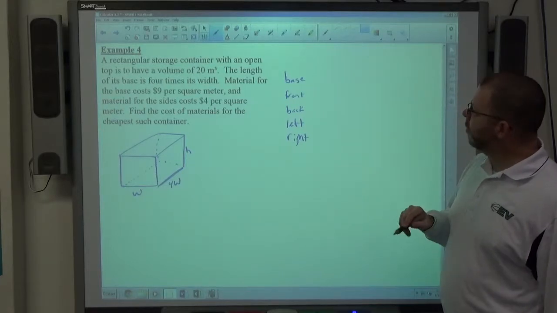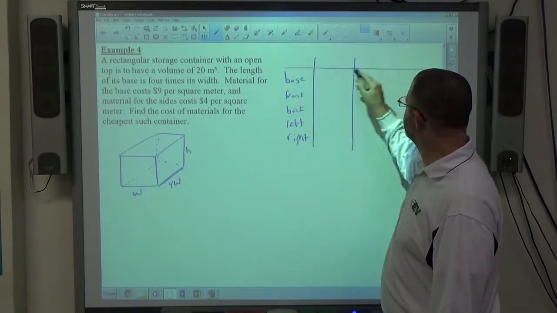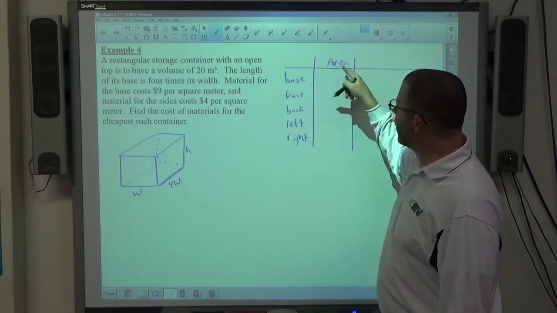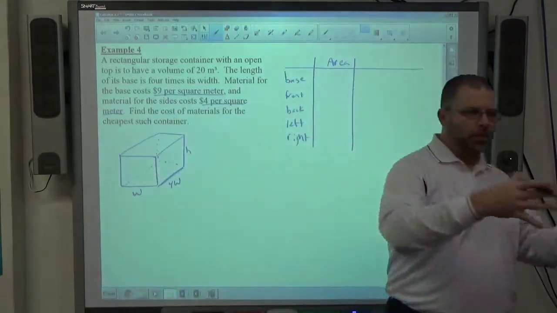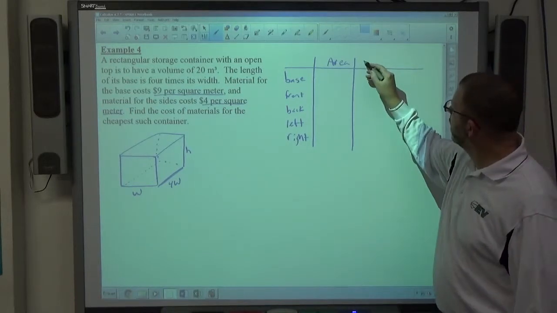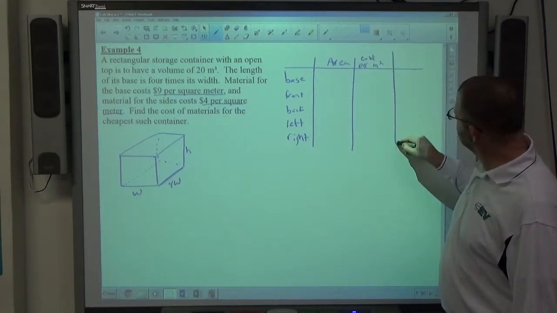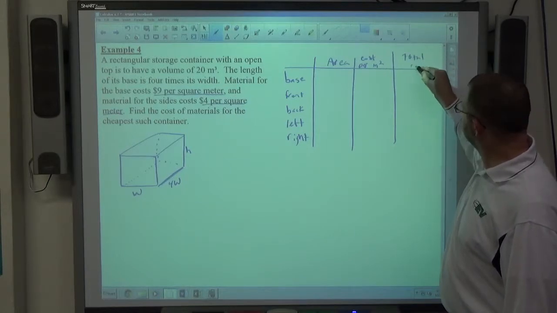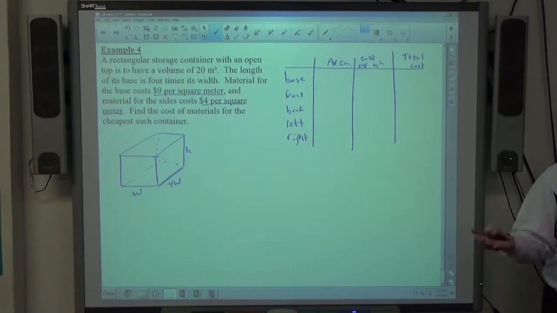And looking at this, I'm going to make some columns here. I'm going to make one column that says area. I want area because $9 per square meter, $4 per square meter. They're giving us cost per area, right? Square meters is area. So knowing what the area of each of these sides is going to be helpful. Cost per square meter, and then total cost. Okay, so if something costs $9 per square meter and I have 10 square meters, that's 10 times 9 is $90, right?